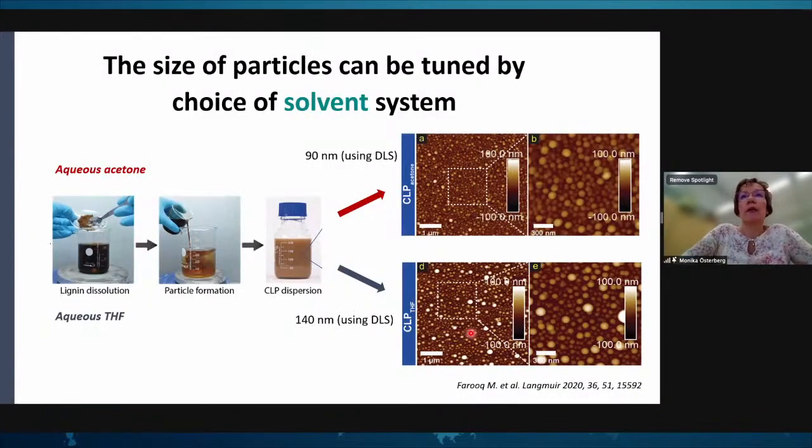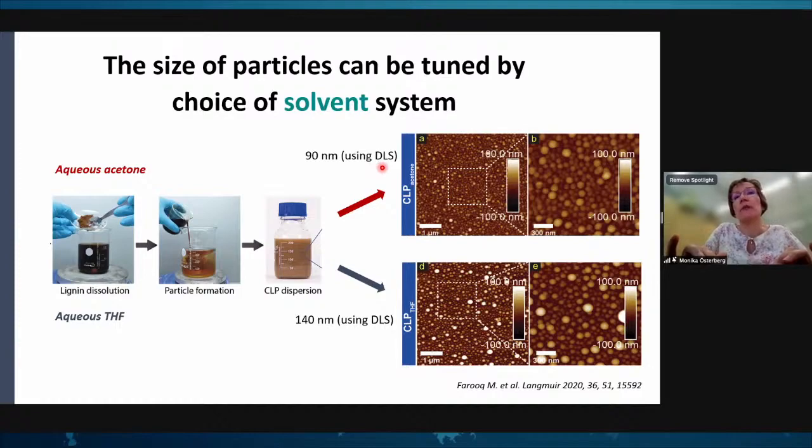So the size of the particles can be easily tuned by choosing the solvent system. So this we can see, for example, if we compare that we use aqueous acetone for the dissolution or aqueous THF. If we use the aqueous acetone for the dissolution of lignin, and then we form the particles, we end up with quite a narrow size distribution with a size of 90 nanometers. This is determined using dynamic light scattering.